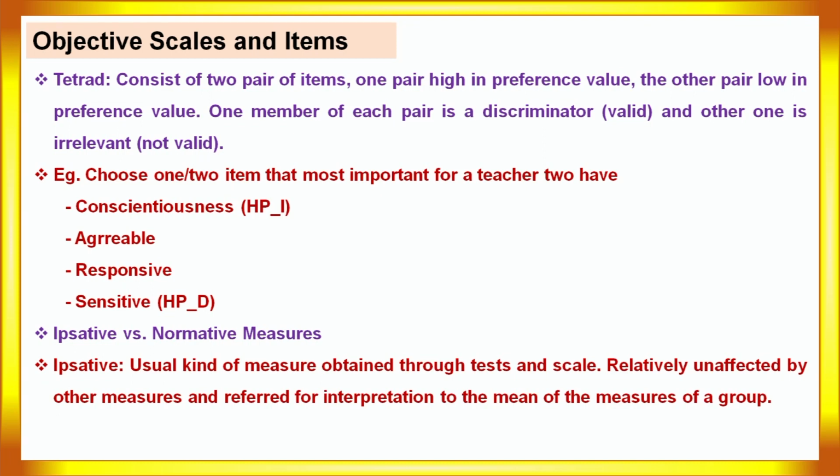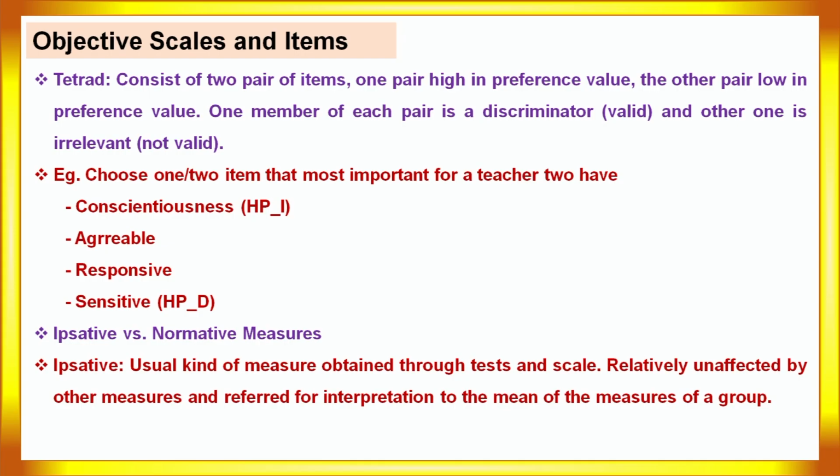So, if he chooses wrongly, or if there is item desirability and response set bias, that will be easily detected, because this particular combination of discriminators and invalid items is shuffled between the different questions.